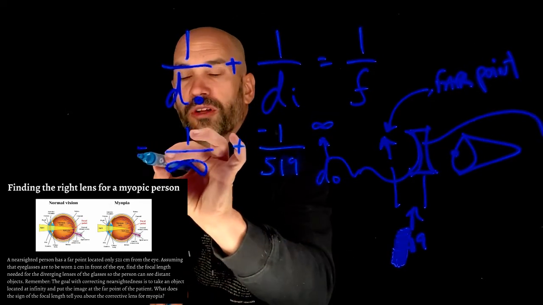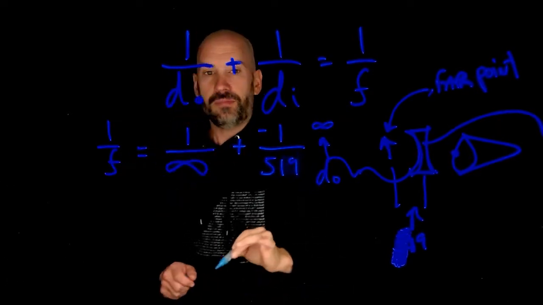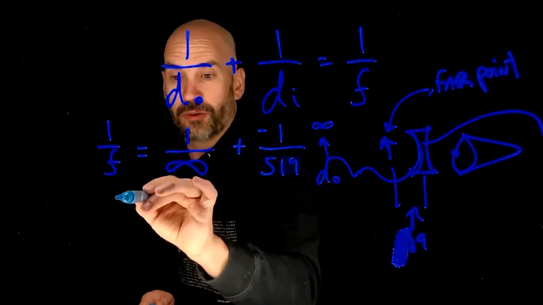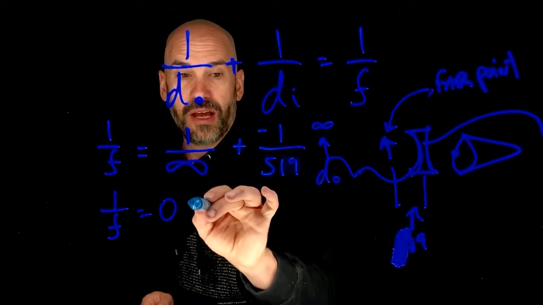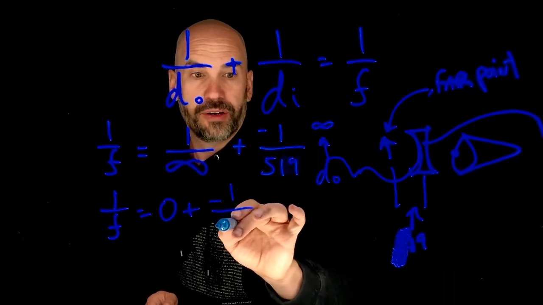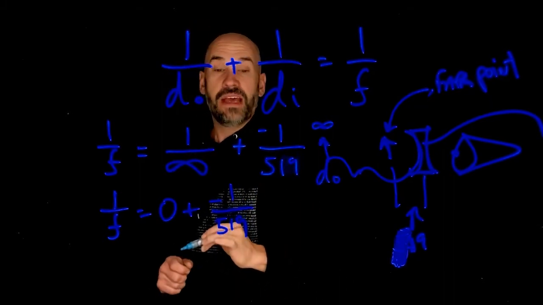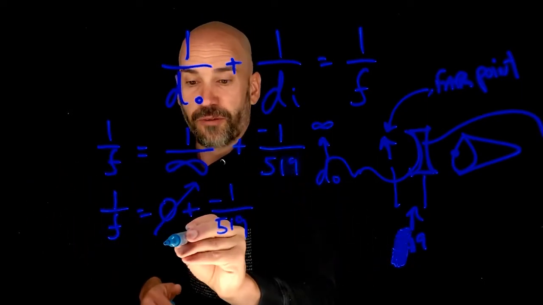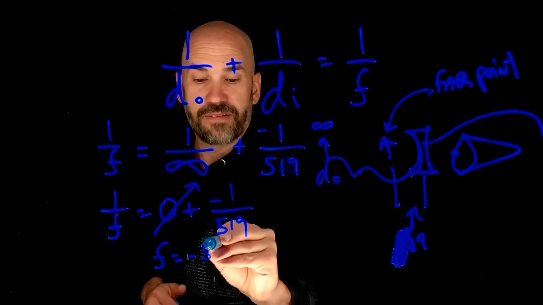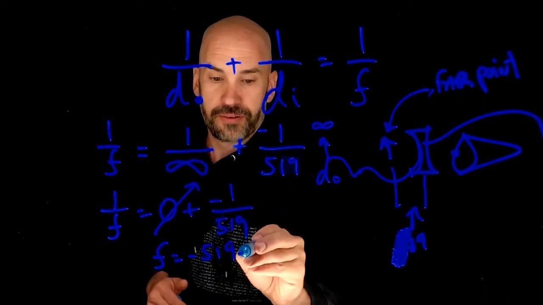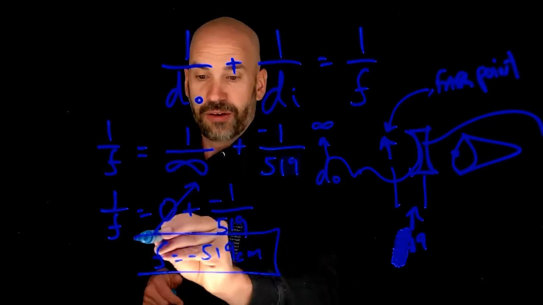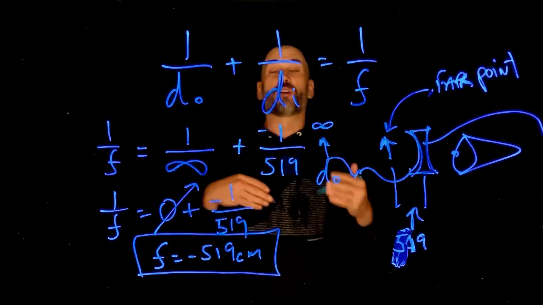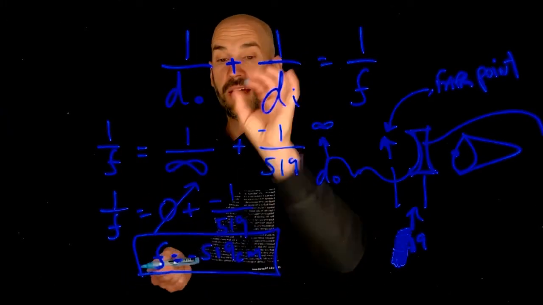So what focal length must I need to do that? Okay, well, 1 over infinity is actually just 0, right? So 1 over the focal length is going to equal 0 plus negative 1 over 519, right? This means that this goes away, and if I just take the reciprocal, the focal length is just going to be negative 519 centimeters. Okay? And the question asks, what does this minus sign mean? It means that for correcting nearsightedness, you need a diverging lens.